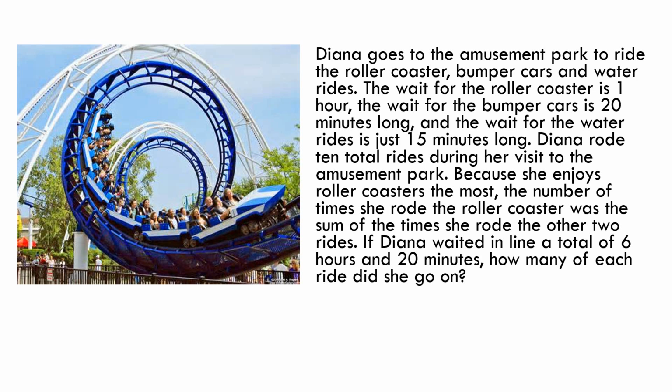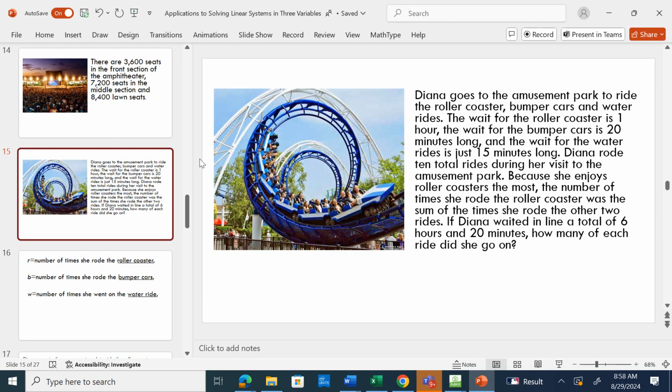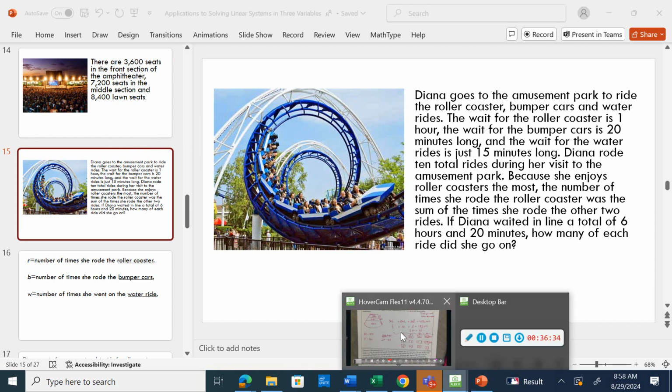Diana rode 10 total rides during her visit to the amusement park. Because she enjoys roller coasters the most, the number of times she rode the roller coaster was the sum of the times she rode the two other rides combined. If Diana waited in line for a total of 6 hours and 20 minutes, how many of each ride did she go on? I want to give you an ample amount of time. Please come back.